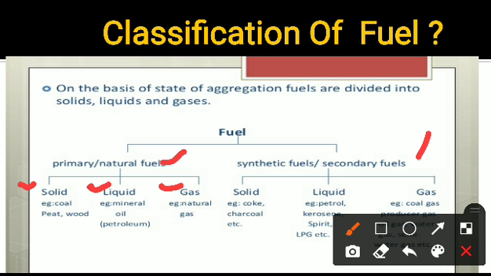The solid fuel has examples such as coal, wood, shale, peat, lignite, etc. The liquid fuel has examples such as natural gasoline, crude petroleum, etc. And the gaseous fuel has the example of natural gases. Likewise, the synthetic fuel or secondary fuel is also classified into three types: solid, liquid and gaseous.